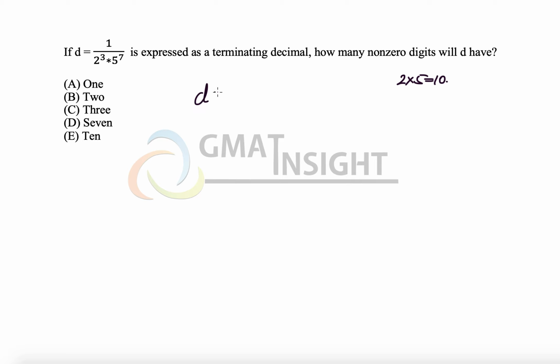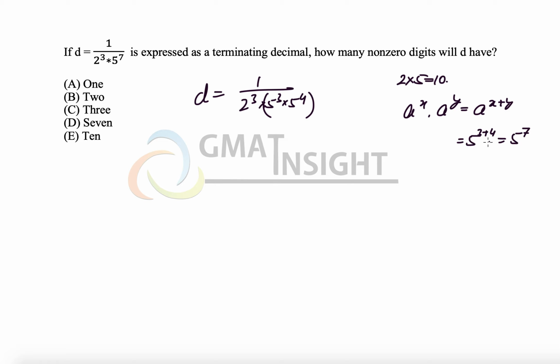So we can further write this d as 1 over 2 cube times 5 cube times 5 to the power 4. So what concept we have applied here is a raised to the power x multiplied by a raised to the power y can be written as a raised to the power x plus y. Therefore, the number that we had, 5 to the power 7, I first of all looked at it as 5 to the power 3 plus 4, and then finally we broke it up as 5 to the power 3 times 5 to the power 4.